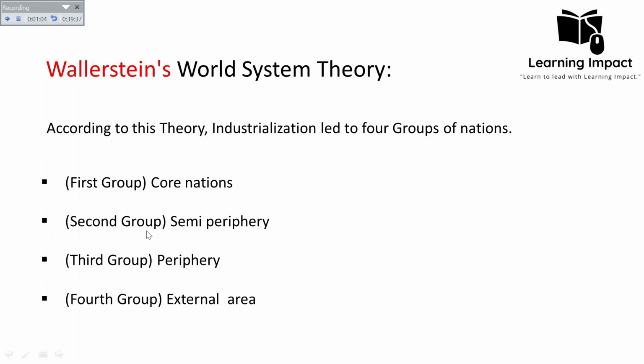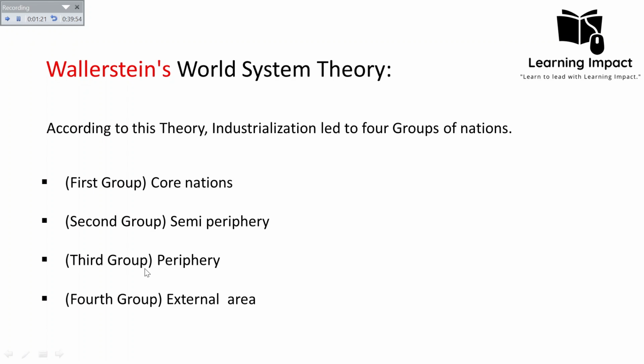And the second group was the semi-periphery. They were located around the Mediterranean, and the economies of these nations had become stagnant because they grew dependent on trade with the core nations. So when the core nations cut off their relation with the semi-periphery, their economy becomes stagnant, so they are more dependent on the core nations.